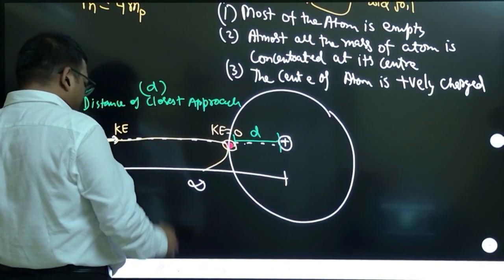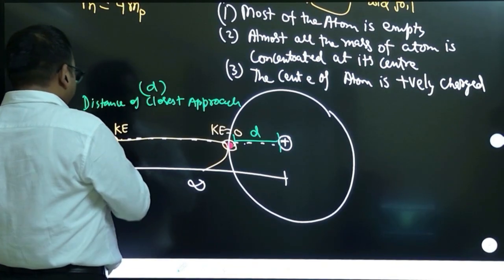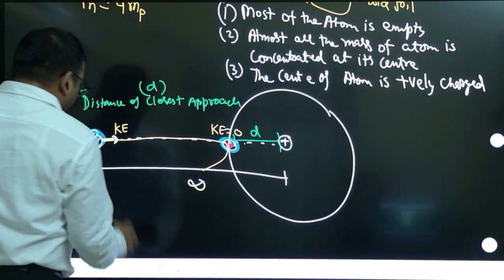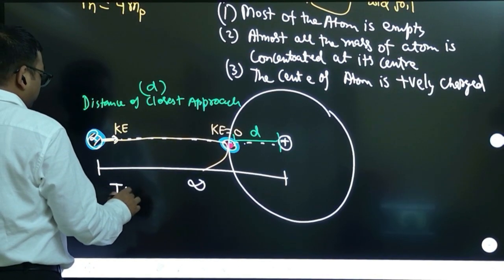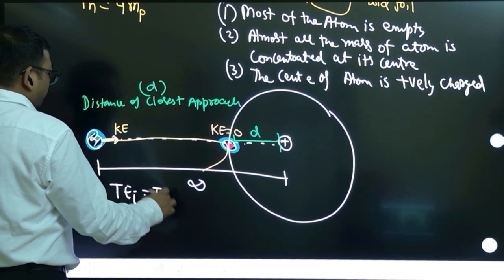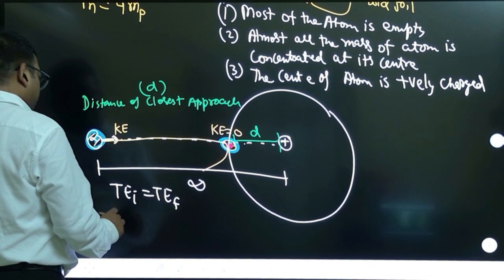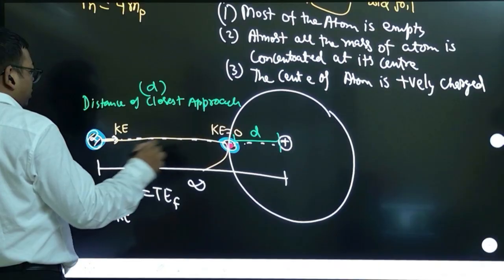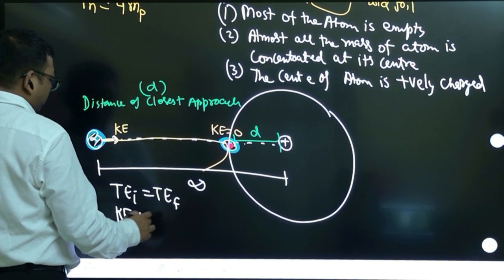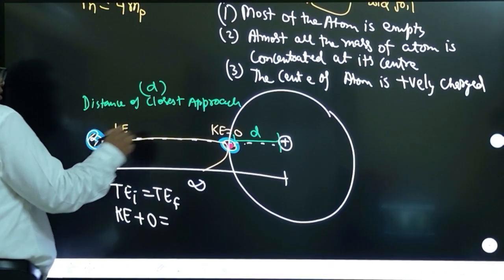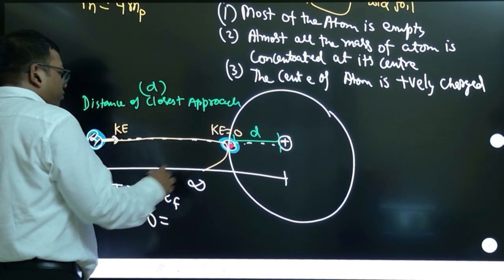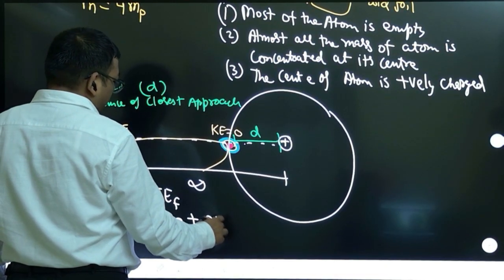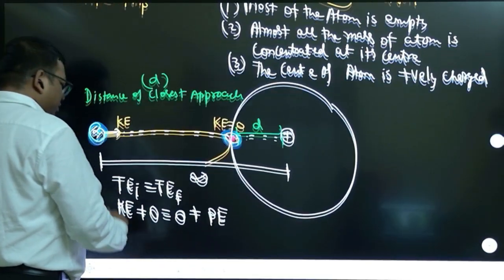So we can apply energy conservation between this point and this point. What is the total energy initially and finally? Initially there is kinetic energy, and initially there is no potential energy. Potential energy between this and that nucleus is zero. Finally the kinetic energy is zero, and finally there is only potential energy. Which potential energy? Electrostatic potential energy.